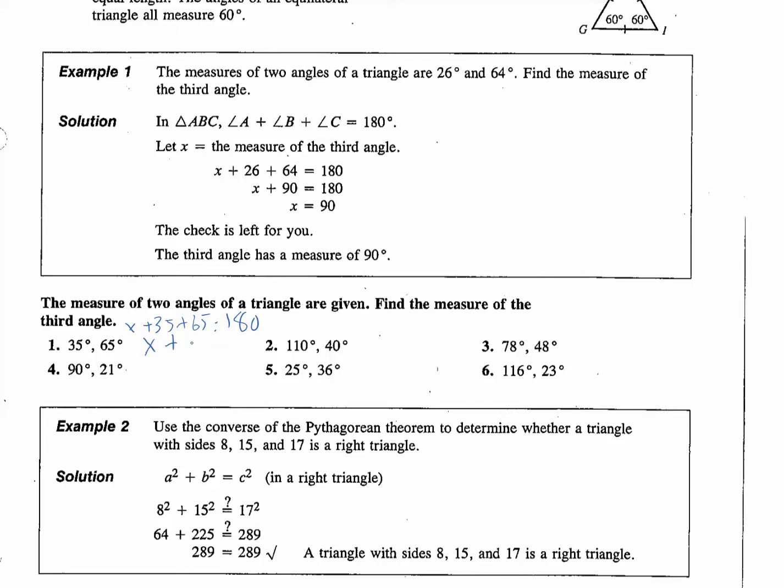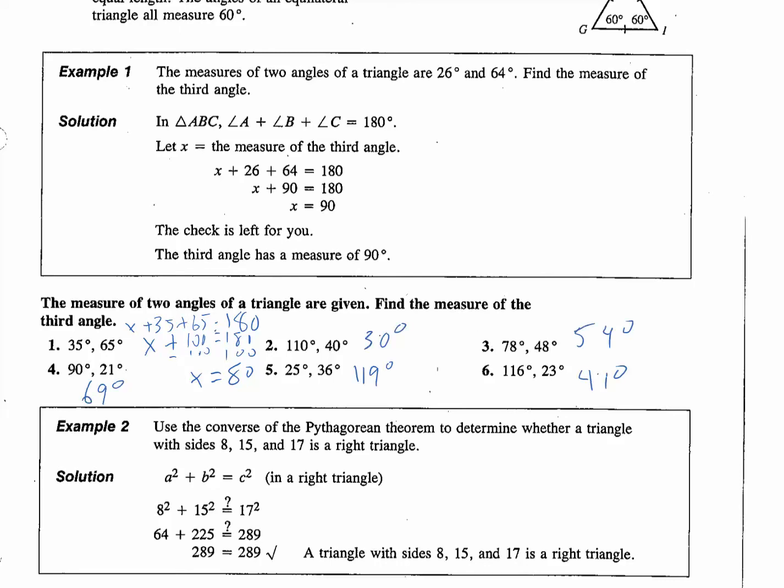So if we subtract 100 from each side, and I know there's not a lot of room here, we get x equals 80. Okay, because remember, all three angles of a triangle add up to 180 degrees. So that's what you're going to do for all these ones. You're going to say x plus 110 plus 40 equals 180. Remember, a triangle equals 180. So pause the video and see if you can solve.